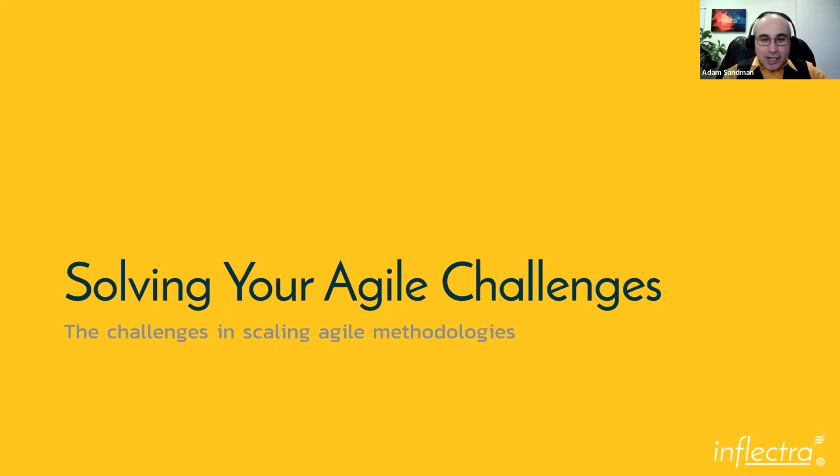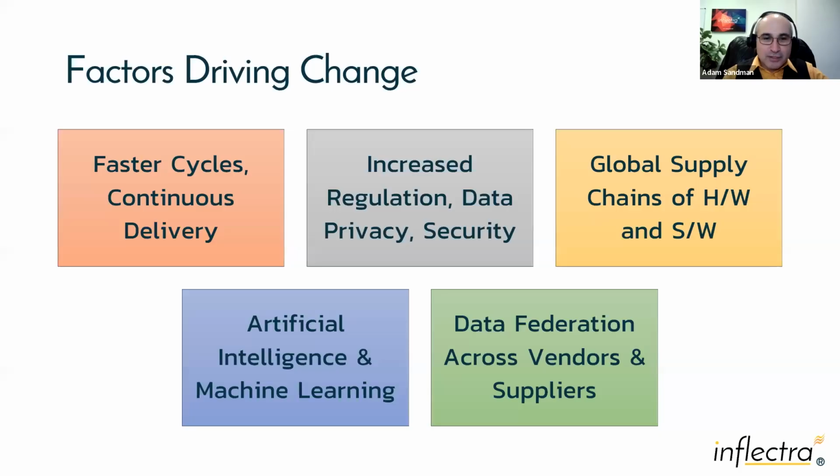So let's talk a little bit about Agile before we get into the live application and how it all fits together. Now, Agile's been around for a while. Why are we seeing the need to scale Agile? What's driving that? Well, lots of things. First of all, we're seeing the companies have to deliver faster. We're seeing, and obviously continuous delivery and DevOps have increased the ability to do that, but we are seeing trends like increased regulation, data privacy and security.